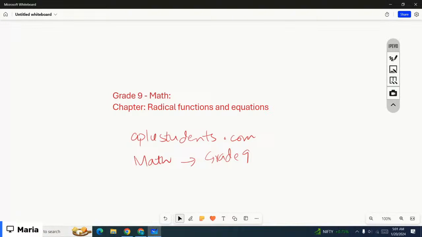We're going to start with the chapter radical functions and equations. So please make sure you have your notebook and pencil so that you can note down the important examples and definitions as well.